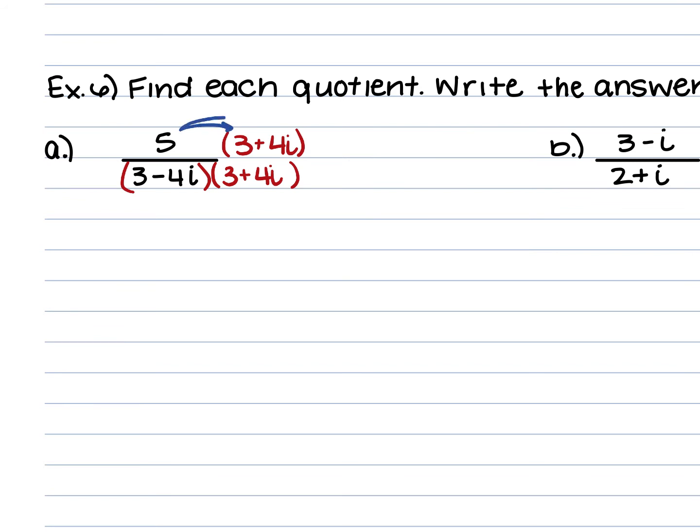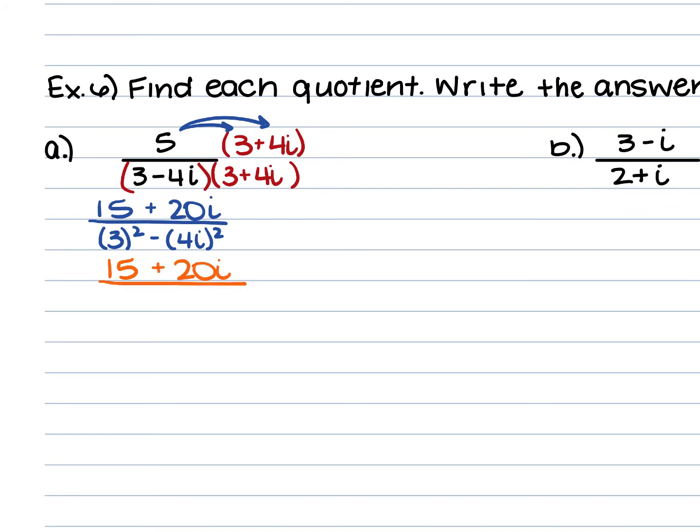We distribute the 5 in. We get 5 times 3, which is 15. 5 times 4i is 20i. And this is all over 3 minus 4i times 3 plus 4i. So we're going to do 3 squared minus 4i to the second power. We simplify this by squaring those two terms. So we have 15 plus 20i over 9 minus 16i squared.